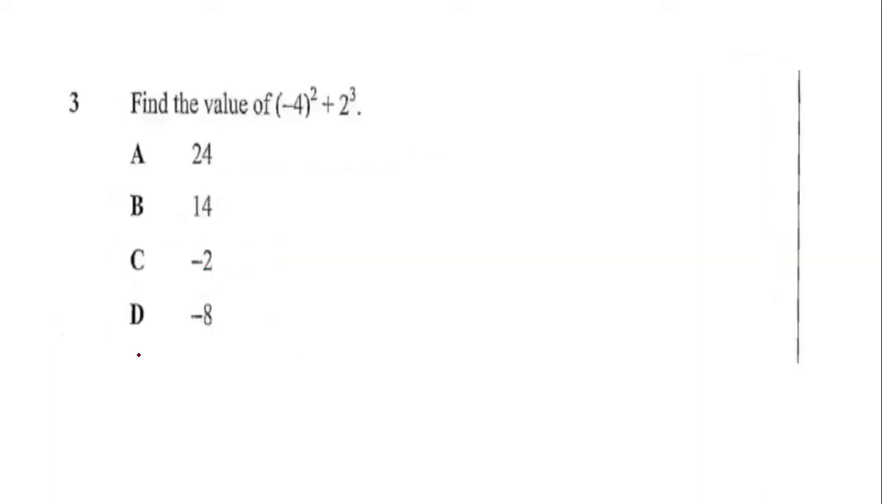Question 3. Find the value of -4 squared plus 2 to the power 3. So -4 squared simply means -4 plus -4 times -4. That's what it means. So then you get this plus there, which is here. 2 to the power 3 also means 2 multiplied by 2 multiplied by 2. So you close the bracket.